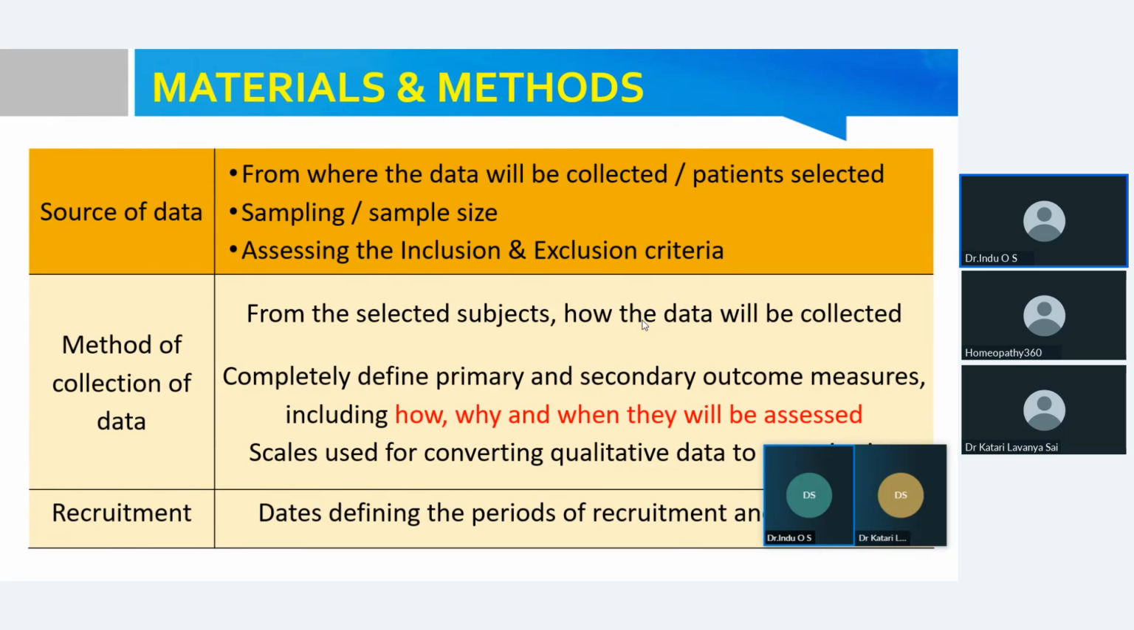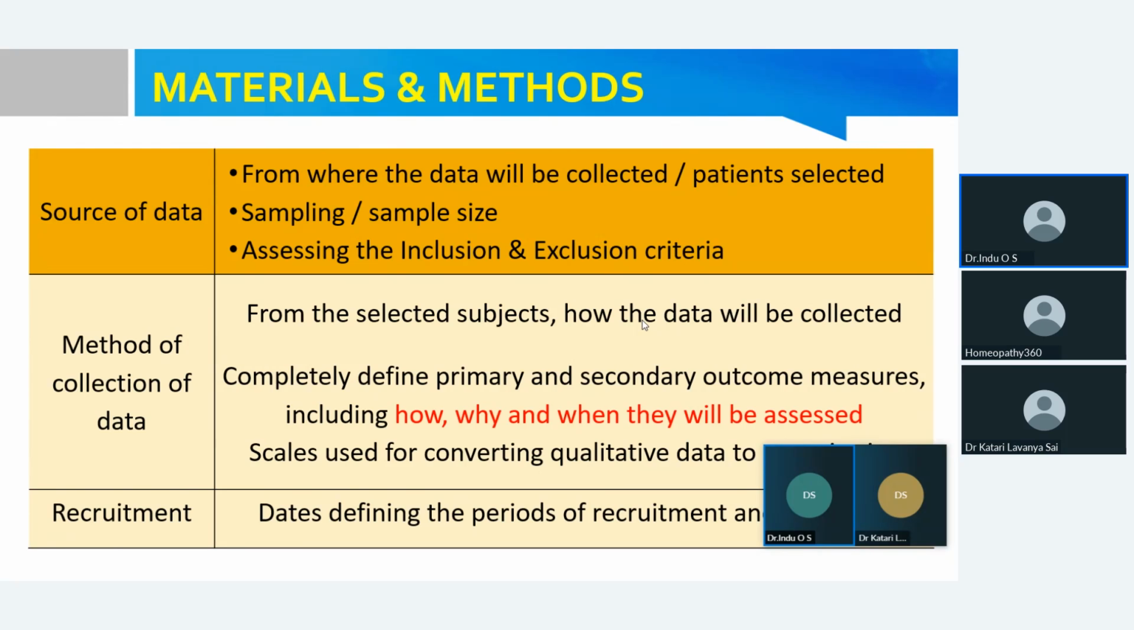Then next is the method of collection of data. From the selected subjects, from the source of data, we know from where we are collecting the details, or from where we are selecting the patients, right? So from the patients, how are we collecting their information? If it is a survey, how are we collecting? Maybe through Google Forms, or maybe through personal interviews. That is the method of collection of data.